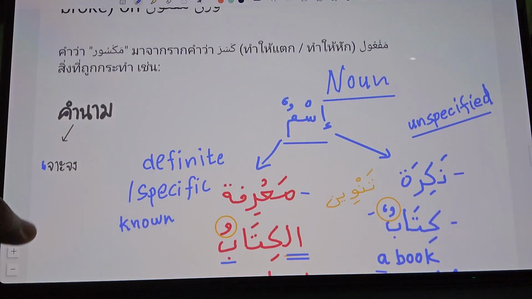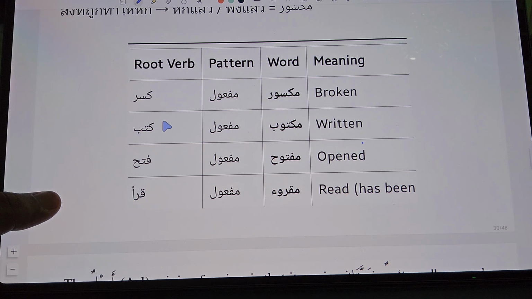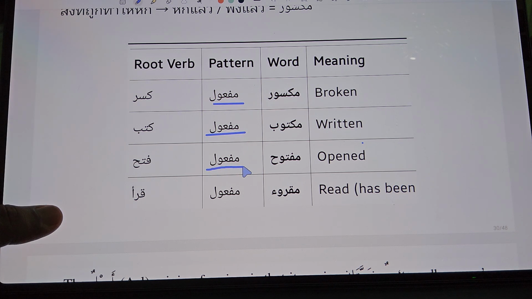Okay, then I think this is taken. This is some example for the wazn of maf'ul. Maf'ul is a scale. So this word, for example, kasara, meaning he broke. Then if it becomes on the form of this, we write maksurun, which means broken. It is broken.